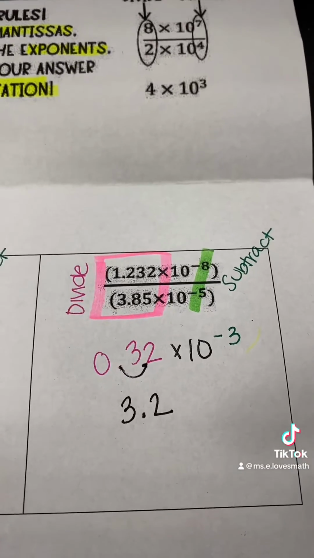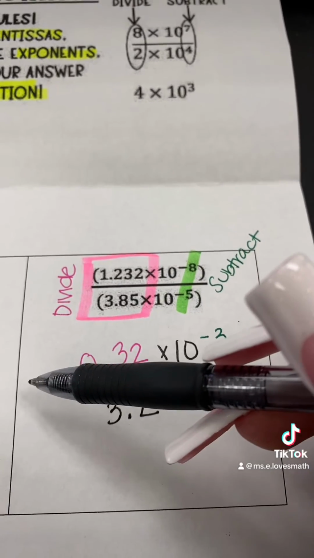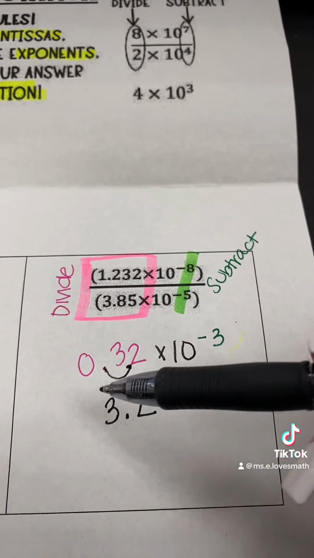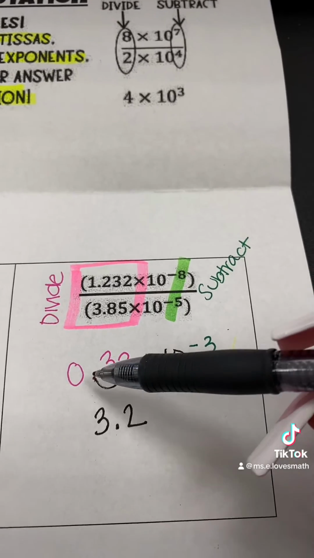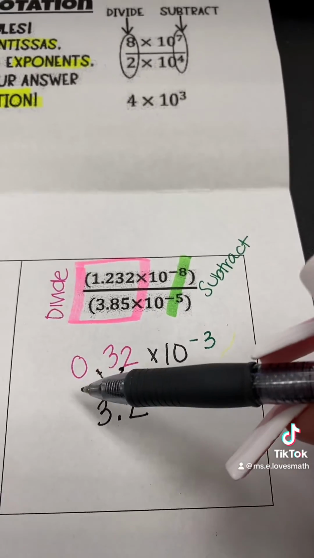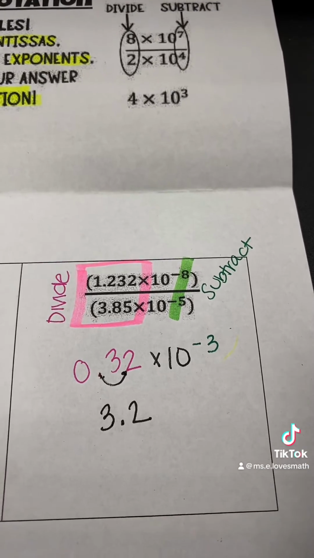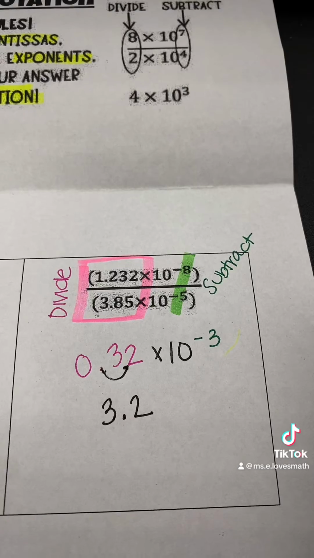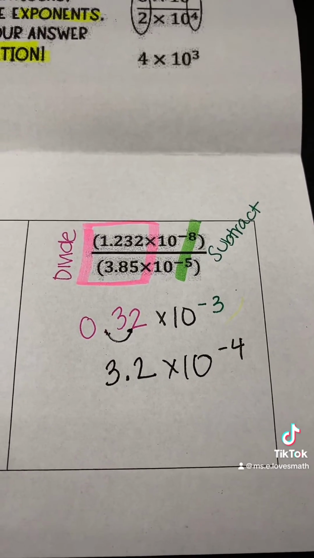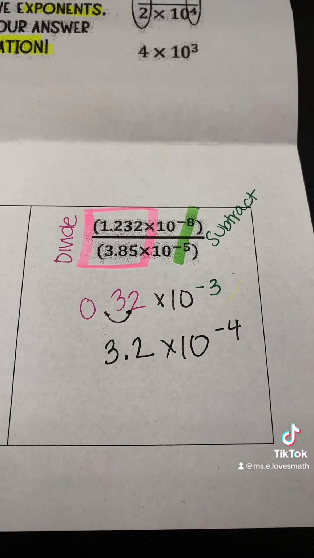So all of our zeros are to the left of our number. Coming from the left, we were counting -1, -2, and then we stopped at -3. So -1, -2, -3, -4. So our new exponent will be -4. So our final answer in correct scientific notation is 3.2 times 10 to the -4.